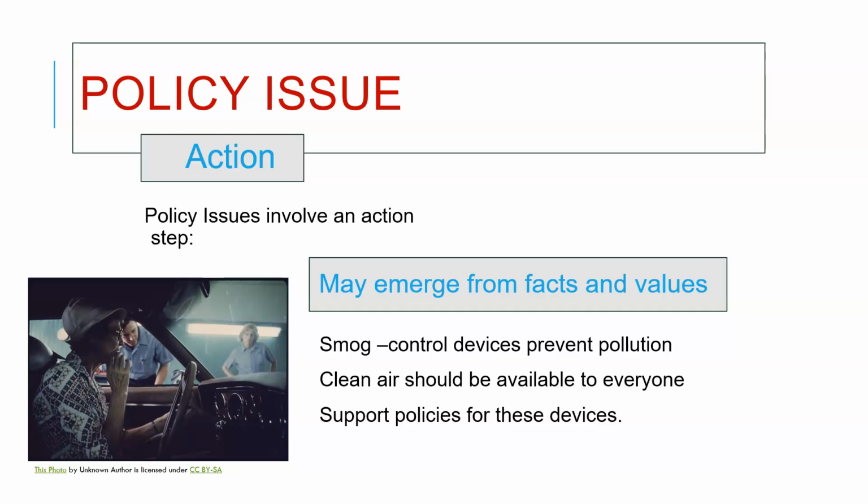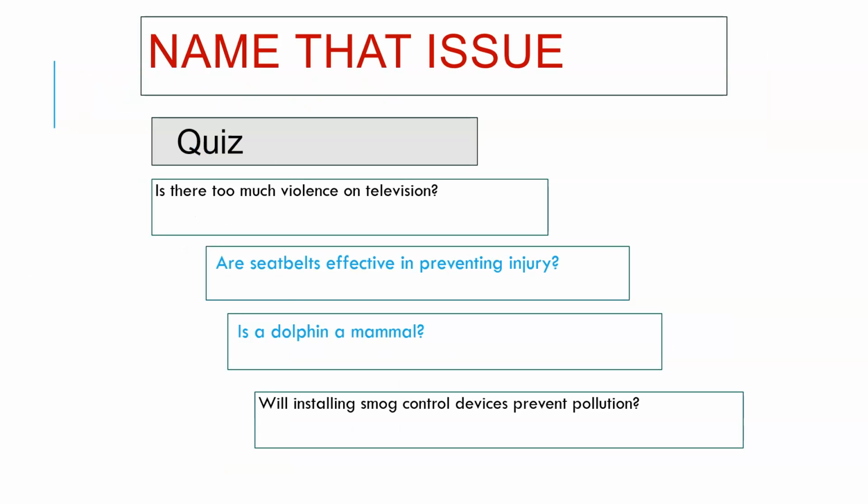That is it for issues. Those are the 3 types of issues. And now I want to give you a quick little quiz and see if you got this. So name that issue. Is there too much violence on television? What type of issue is this and why?